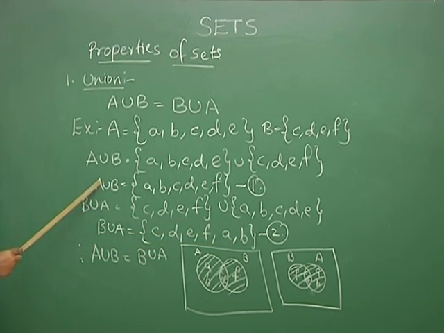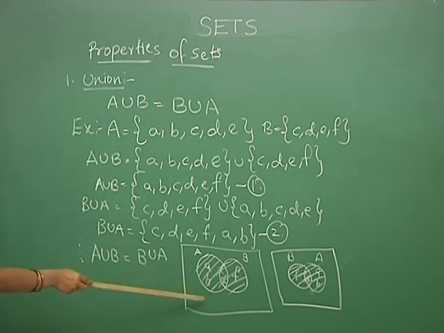When we observe the first equation and the second equation, both are equal. Here A is the starting element, and there C is the starting element. But even though, the total number of elements of A union B is 6, B union A is also 6. Therefore our union property is verified. A union B is equal to B union A. This is also called the commutative property of union.